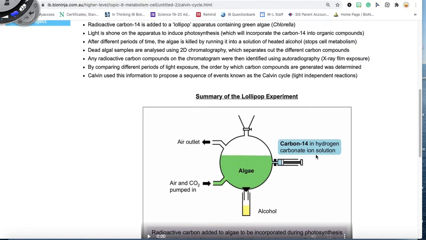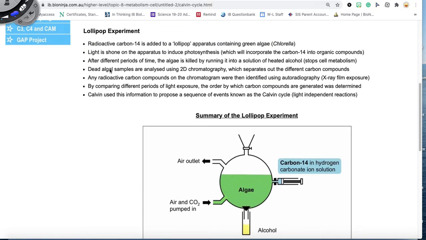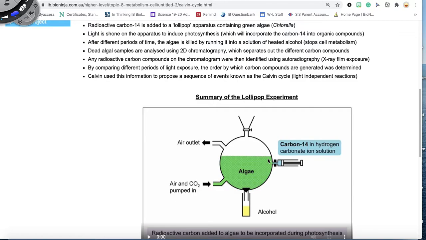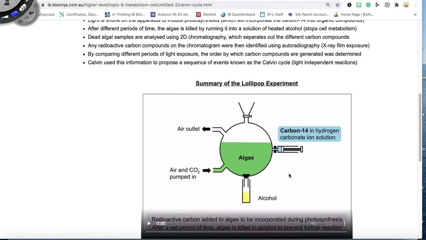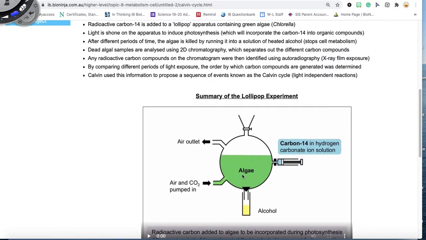So first I'm going to play this, and I'm actually going to play it on mute so I can go over the steps. All right, so first, radioactive carbon-14 is added to a lollipop apparatus right here containing green algae. So the green algae here, what is it doing? Well, light is applied to it, so photosynthesis starts. And if we pump in air and carbon dioxide and we shine light, then we know that this algae is going to be able to photosynthesize, right?